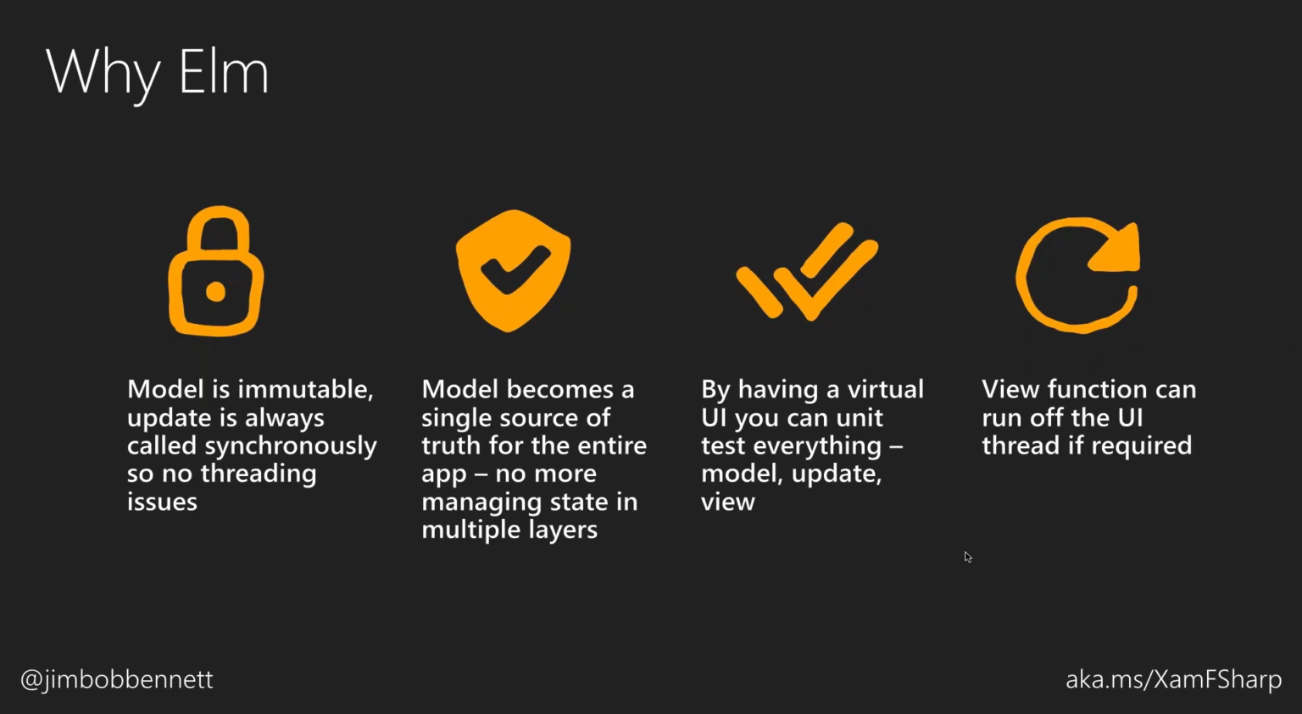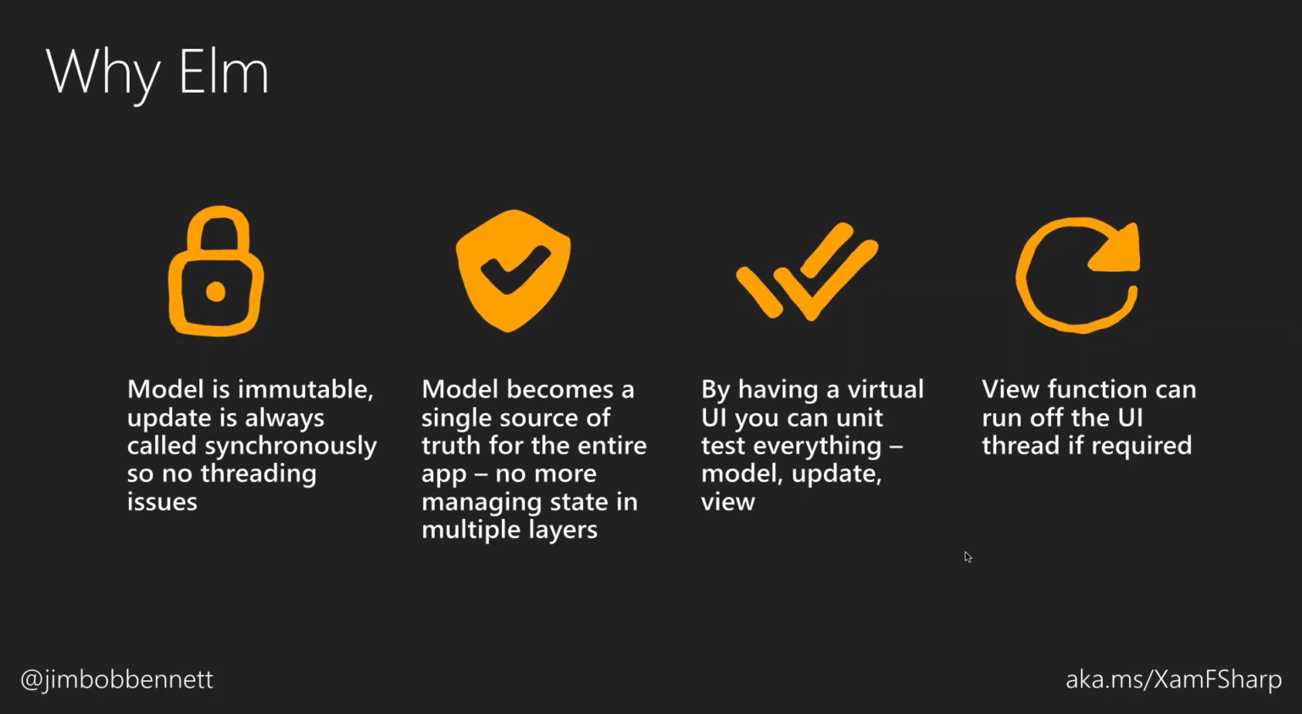Your model also is the single source of truth for the entire app. I don't know how many times you've had to do this, but I've seen Xamarin apps with view models and repositories and services with data in them, and trying to understand where the one source of truth for the state of the system is becomes very hard. You've got all these different layers where the code could be. In this particular model, you don't have that because the model is the single source of truth. It can only be updated by the update function. You know that's the only place it can be changed. That model is your single source of truth.